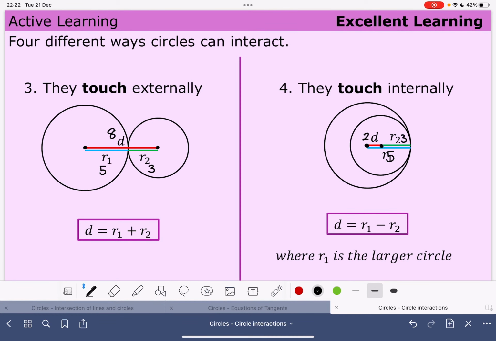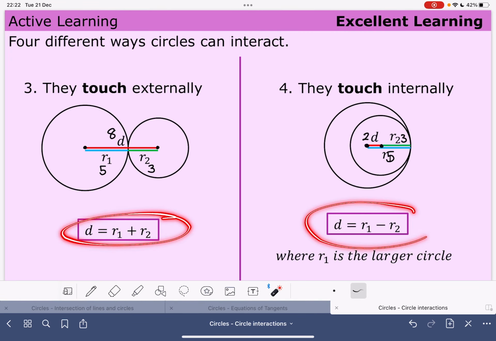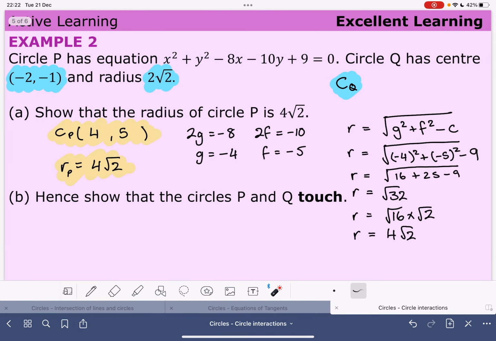I'm going to try adding the radii first and see if that's equal to the distance. If it is, great, we've found the answer. If not, I'm going to subtract the 2 radii and see if that's equal to the distance. If neither of these statements are true, then the circles don't touch. But given that it says show that they do touch, I'm expecting one of those to work.